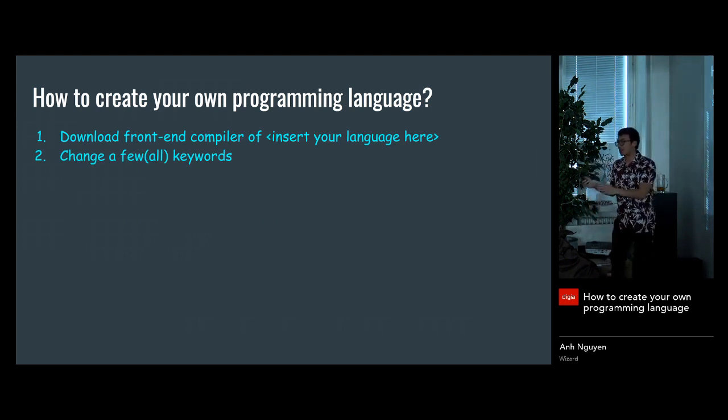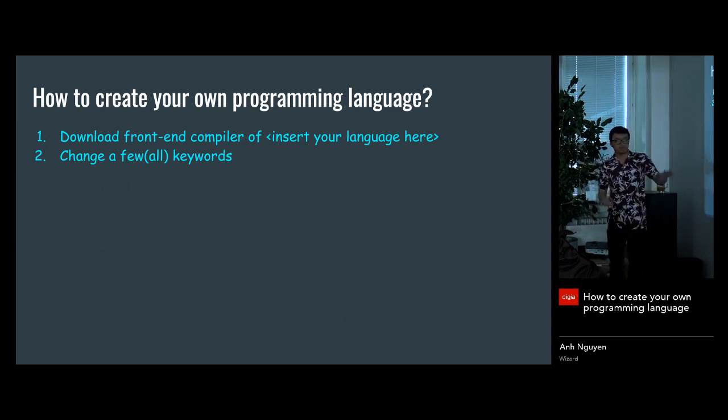You just download the source code and then you navigate to the file that has a configuration. Then you change a few keywords. For example, if you are a native Swedish speaker, then you change the keywords to Swedish. If you are Finnish or Russian, then you just change the few keywords into your own language.